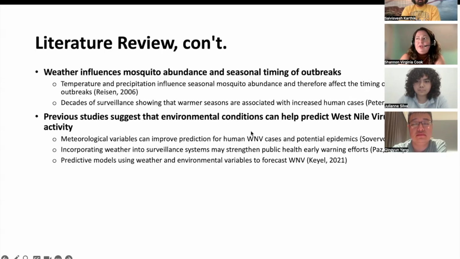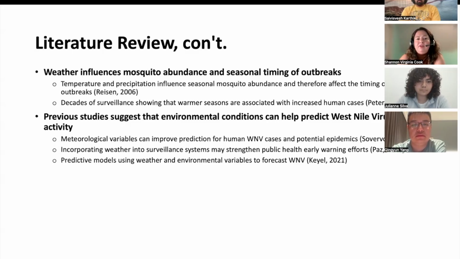Continuing on, the weather influences mosquito abundance and seasonal timing of outbreaks. So we do see that temperature and precipitation influence seasonal mosquito abundance and affects the timing of West Nile outbreaks. Decades of surveillance have shown that warmer seasons are associated with increased human cases, which makes sense since that's when the mosquitoes are replicating. And then previous studies suggest that environmental conditions can help predict West Nile virus activity.